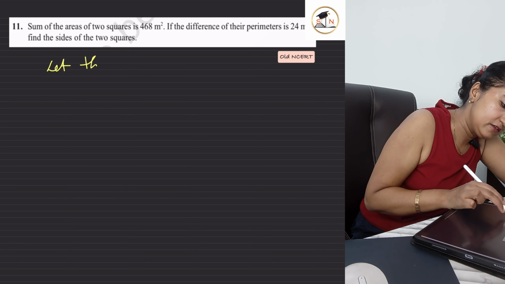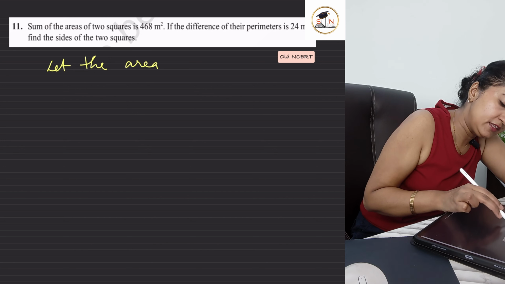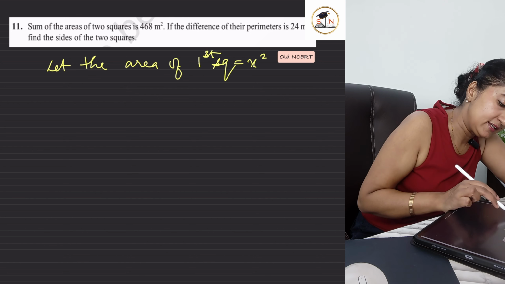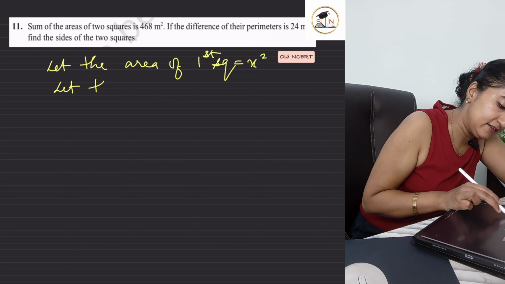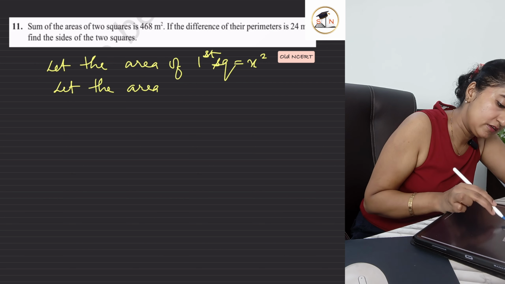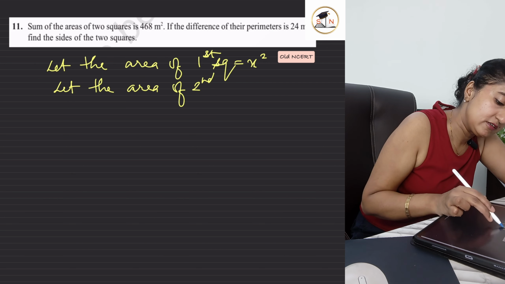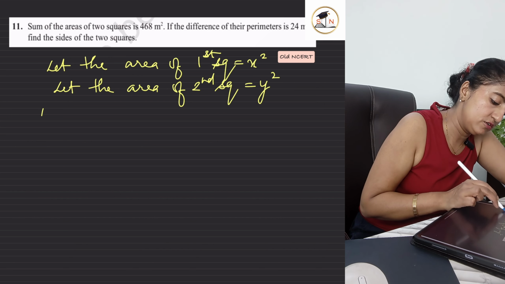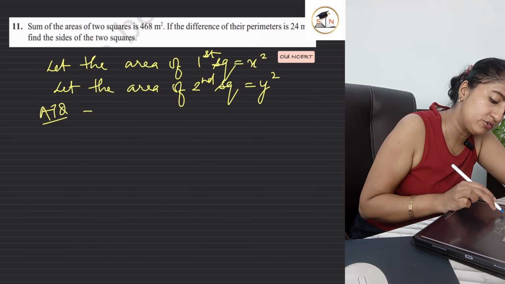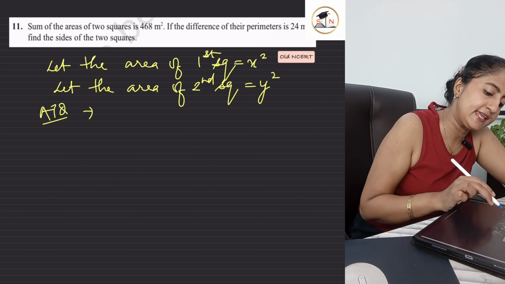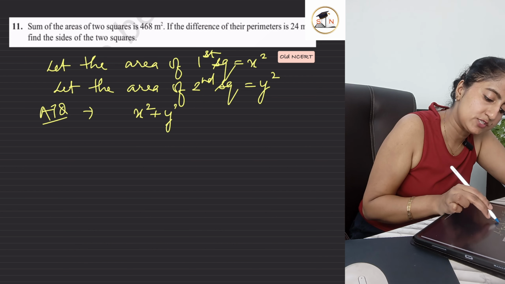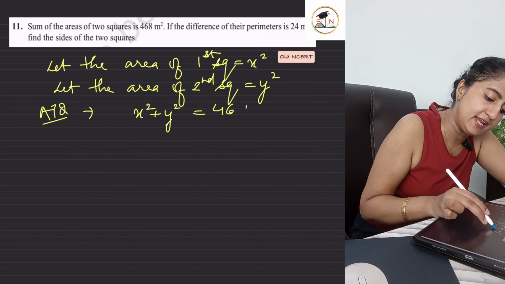let the area of the first square equal x square, and then let the area of the second square equal y square. So according to the question, what do we get? They are saying the sum of the areas of two squares. So x square plus y square equals 468.